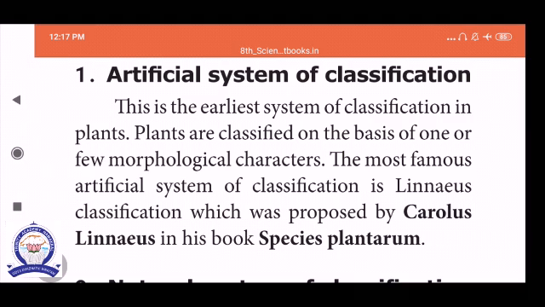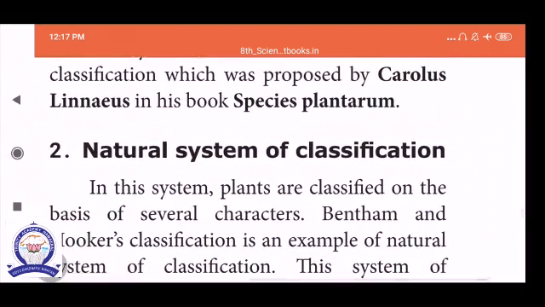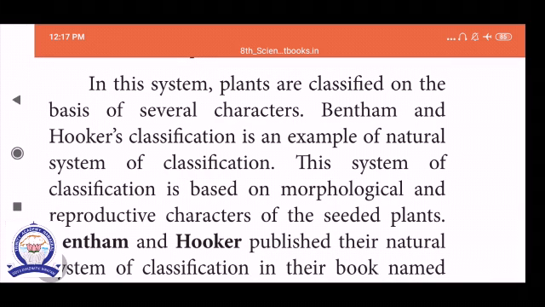Species Plantarum means it contains a large number of species. Now the second one, natural system of classification. In this system, plants are classified on the basis of several characters. Bentham and Hooker classification is an example of the natural system. Who classified the natural system of classification? Bentham and Hooker. This system is based on the morphological and reproductive characters of the seed plant.